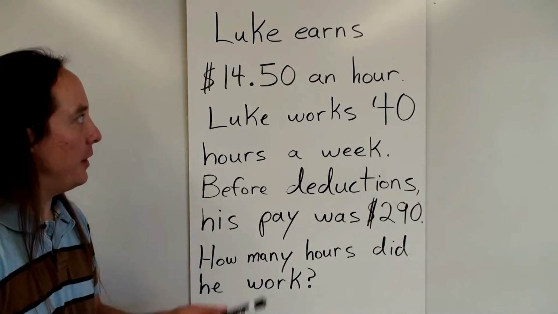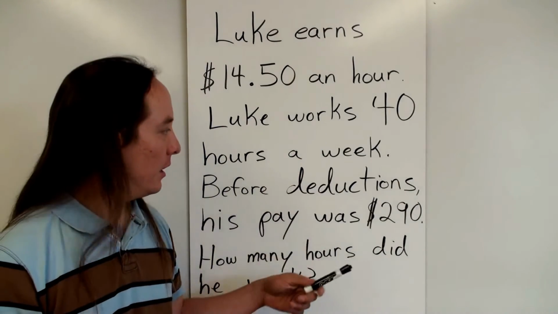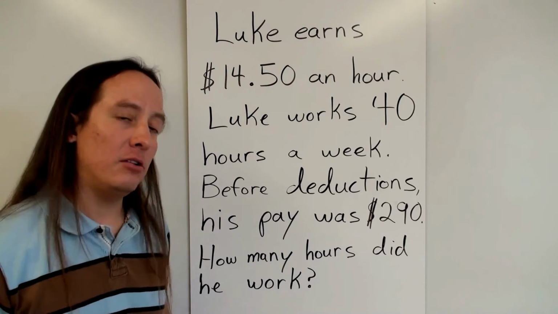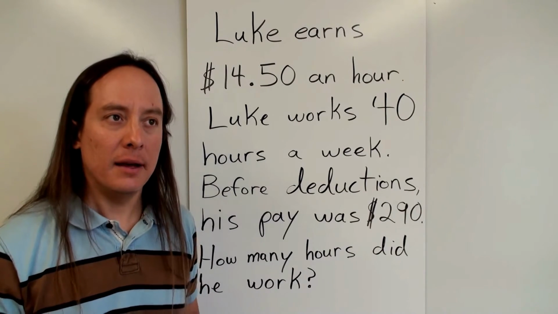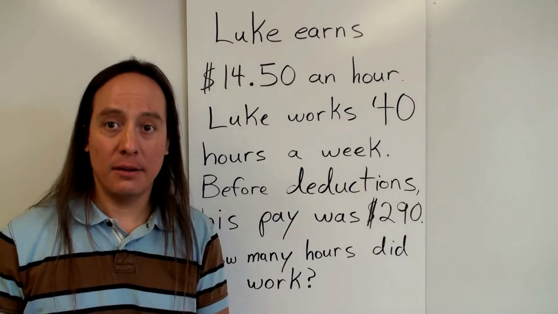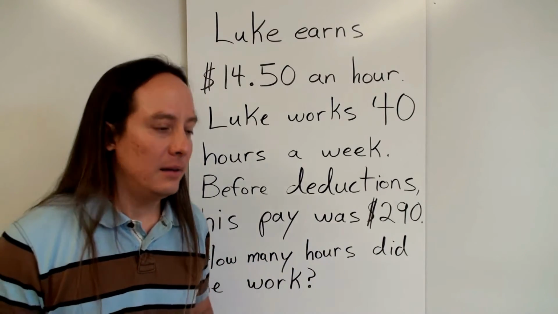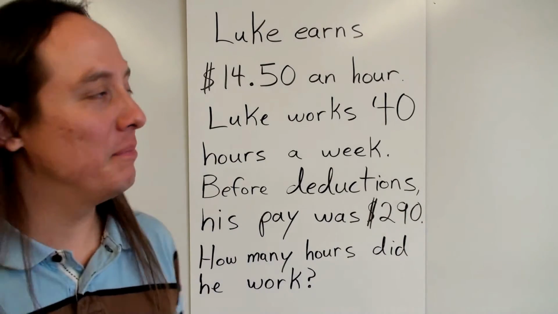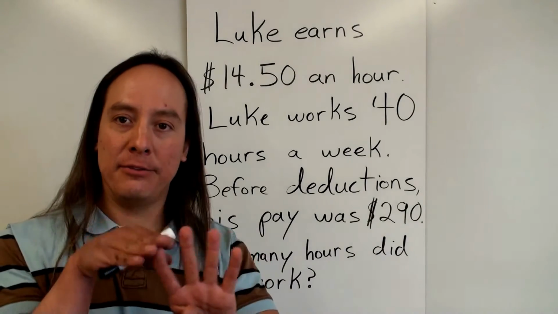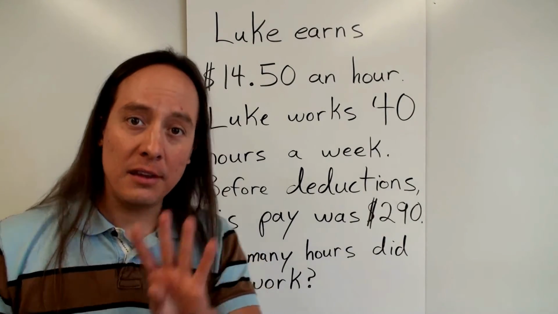Well, it looks like I have 3, right? I have 14.50, I have 40, and I have 290. Looks pretty good to me. Do 2 of them have the same unit? Well, this has a dollar sign and that has a dollar sign, so it looks like yeah, right? This is a tricky problem. Believe it or not, there's actually another value. This problem has 4 numbers. Do you see the 4 numbers?